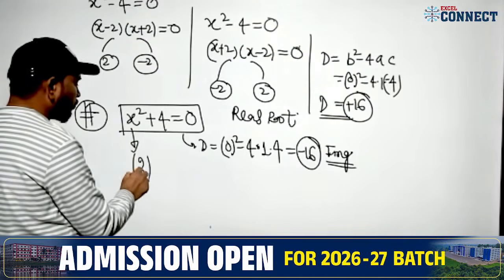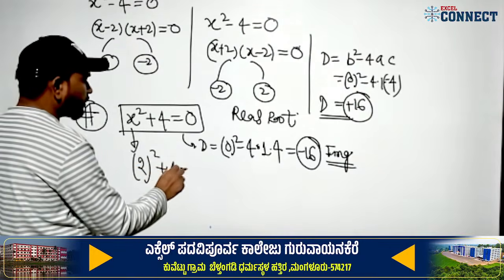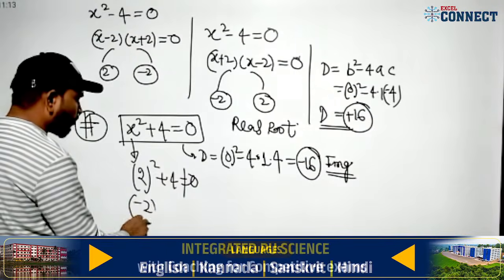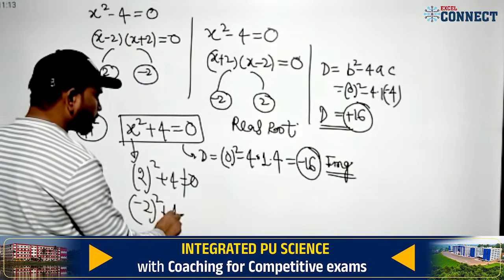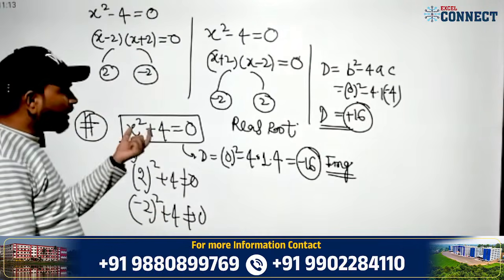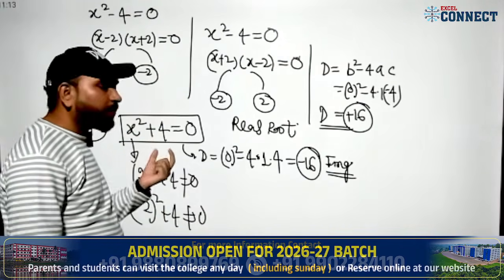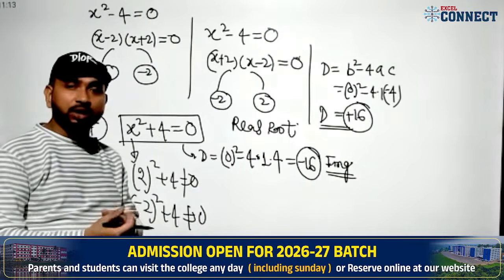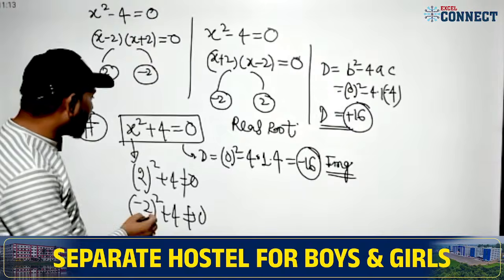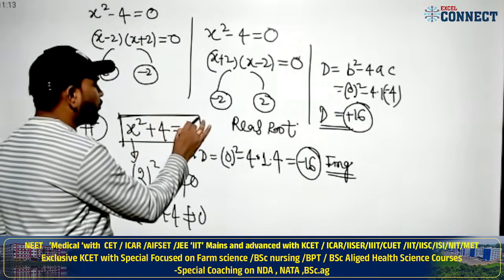If you put x equal to 2 here, 2 square plus 4 is not equal to 0. Not possible. You can put minus 2, this is also not possible. Minus 2 square plus 4 is 4 plus 4, which is not equal to 0. So here is the main problem: x square plus 4 is equal to 0. How can we solve this equation?